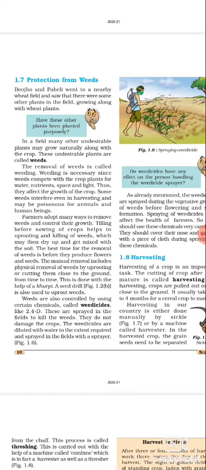So some weeds even interfere with the harvesting. Sometimes हम क्या नहीं कर पाते, weeds को properly cut नहीं कर पाते, तो क्या होगा, when we harvest the crop, these weeds will come in with the crop only, and maybe they are poisonous for animals and humans if we consume them. So in a field many undesirable plants may grow naturally along with the crop. These undesirable plants are called weeds. So, farmers adopt many ways so that they can remove these weeds and control their growth.